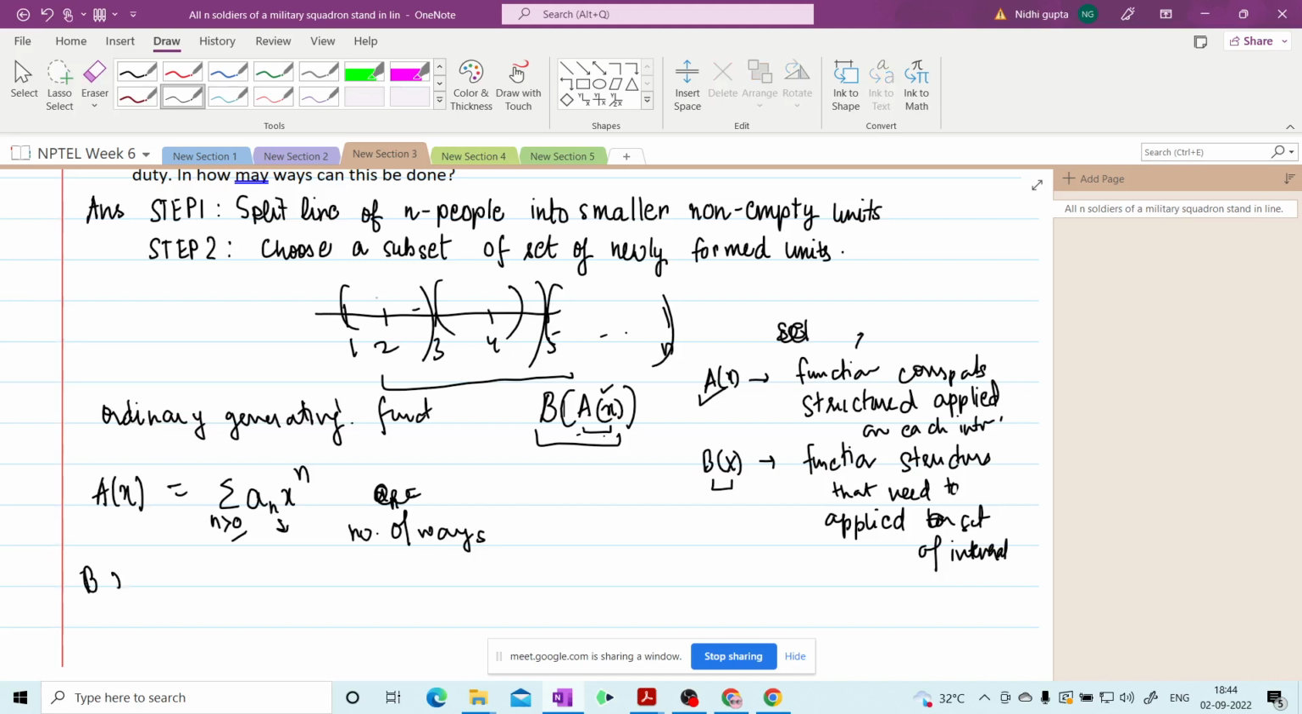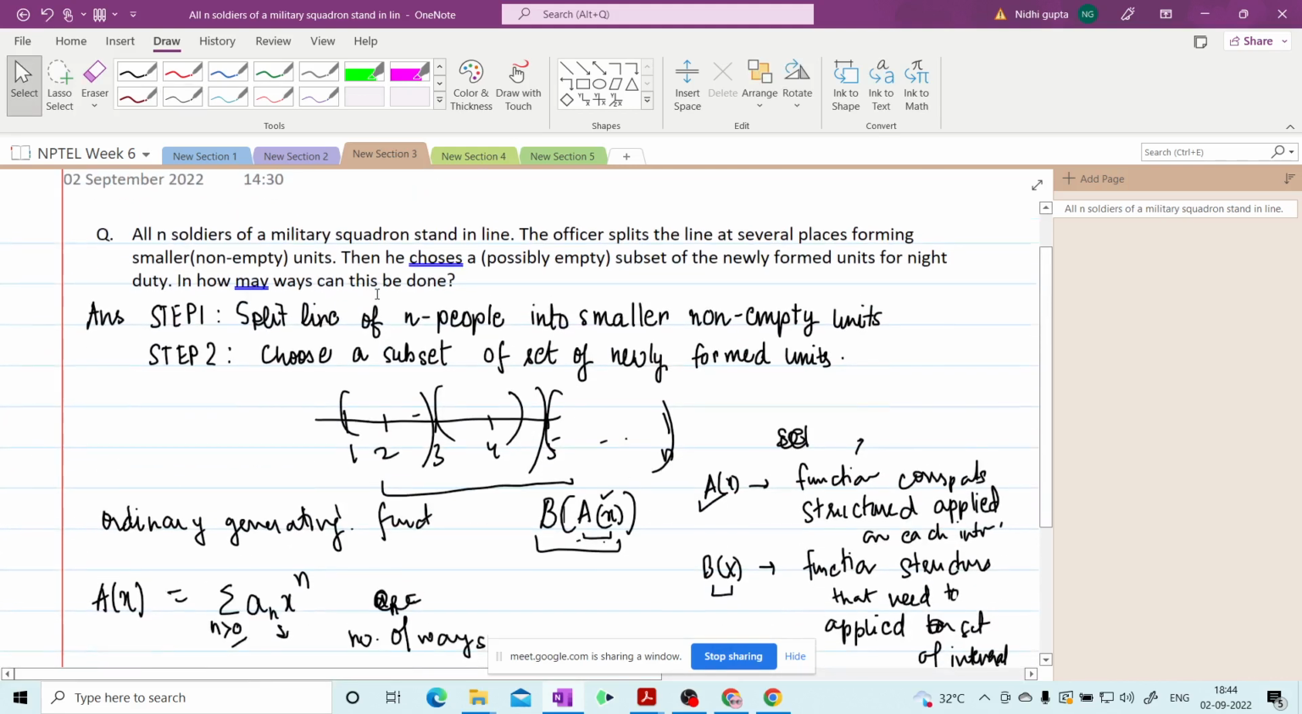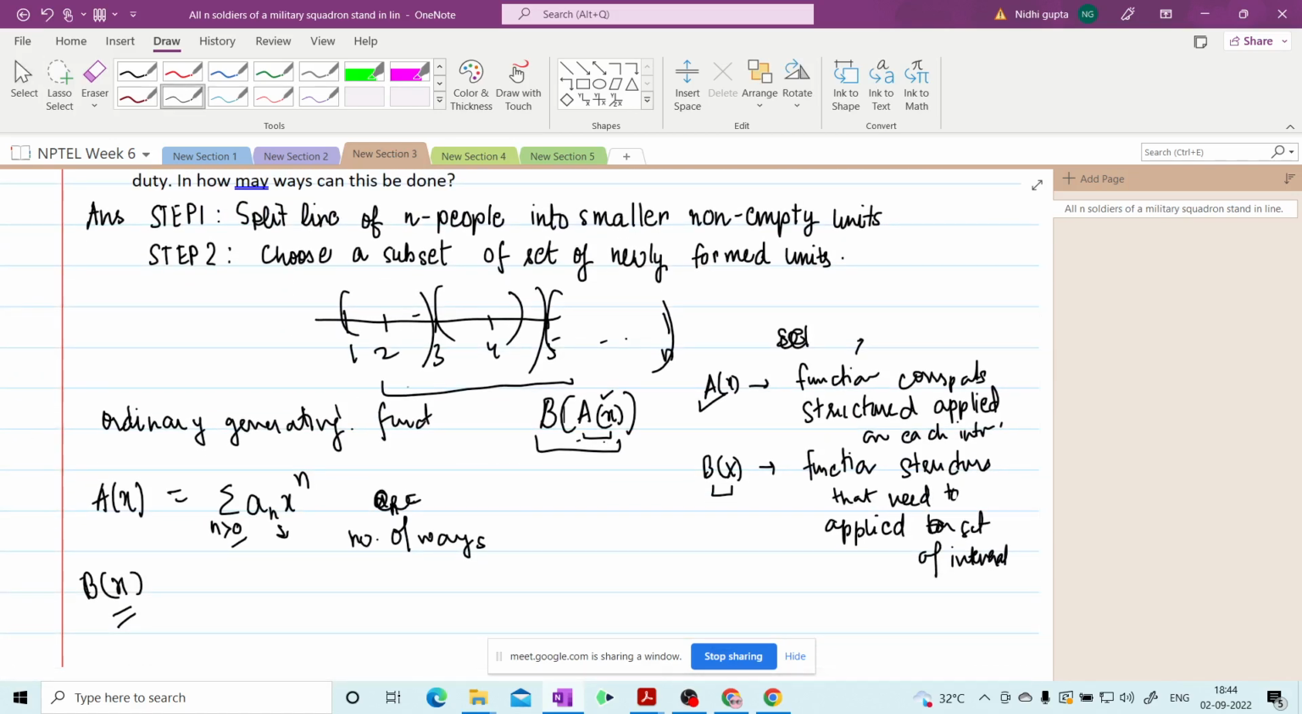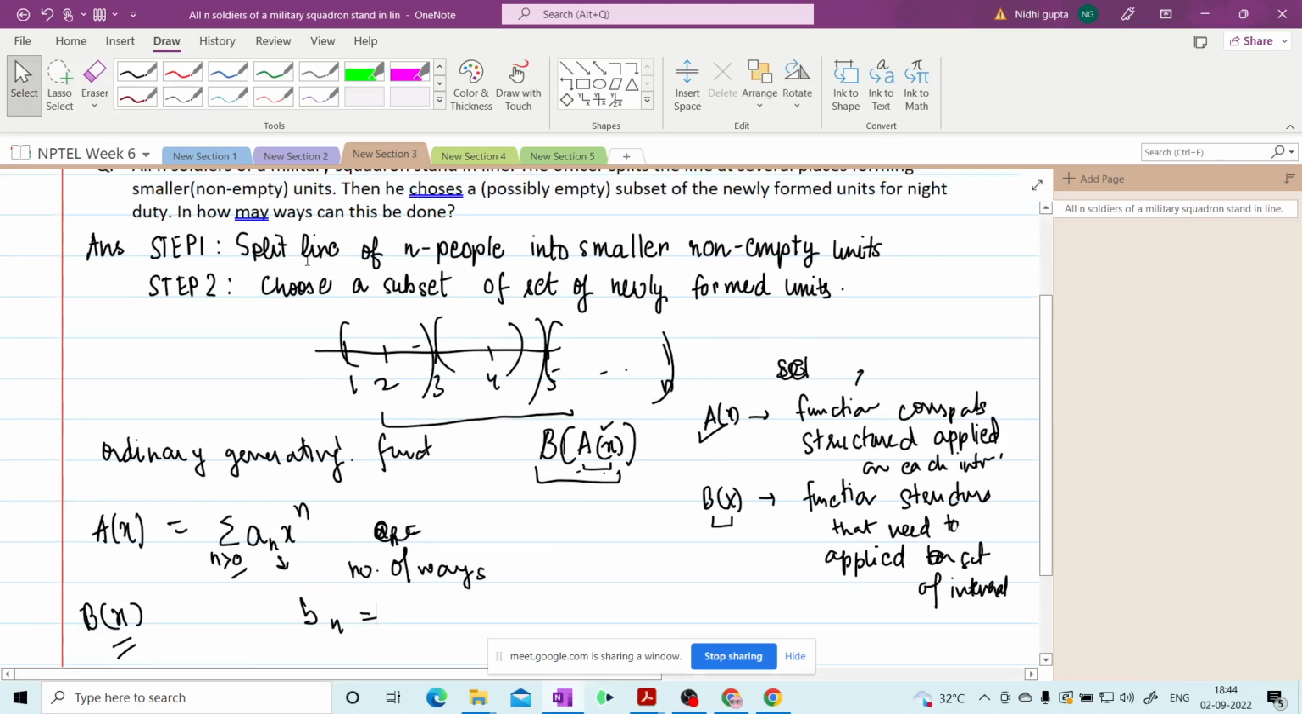So first let's identify what bn is. bn is the function describing what is happening to the set of newly formed units. bn is basically what is happening to the set of lines. Our first step is that we are splitting a line of n people into non-empty units.